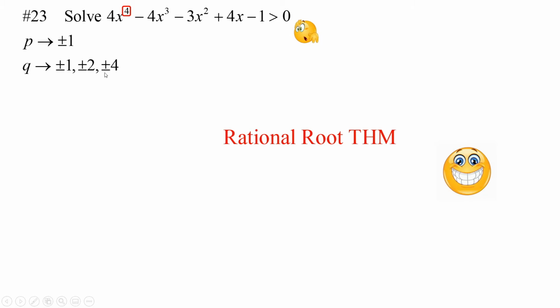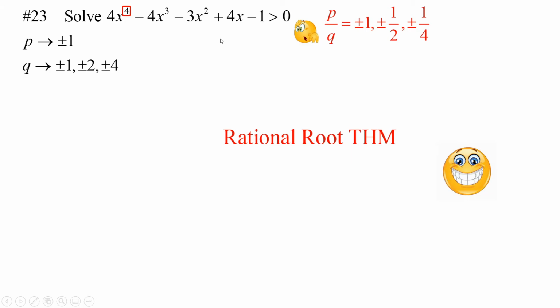Now, I usually don't write out all of my possible P over Qs, but there aren't that many here. So I'll go ahead and write them all out. Who knows what we're going to need? So I could have plus or minus 1 over plus or minus 1 is plus or minus 1. Plus or minus 1 over plus or minus 2 would be plus or minus 1/2. And plus or minus 1 over plus or minus 4 would be plus or minus 1/4. Those are all the possible rational roots of the quartic equation.